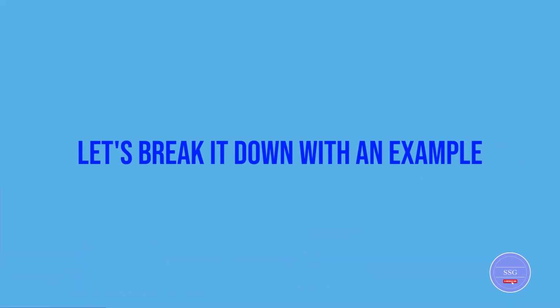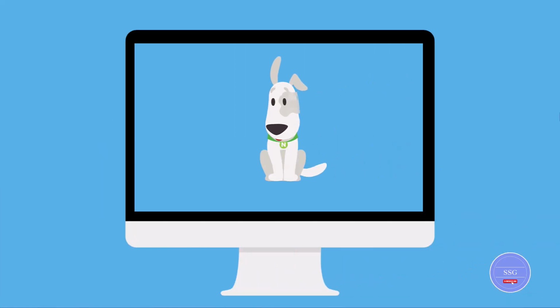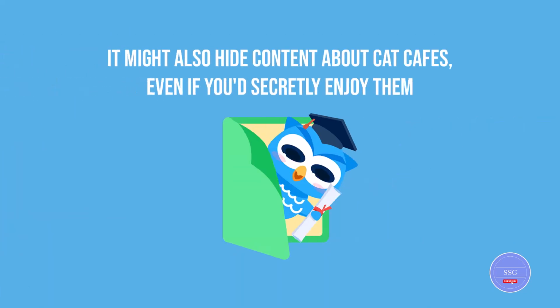Let's break it down with an example. Let's say you love dog videos. You watch them, like them, and comment. The algorithm takes note and shows you more dog videos. Great. But it might also hide content about cat cafes, even if you'd secretly enjoy them.